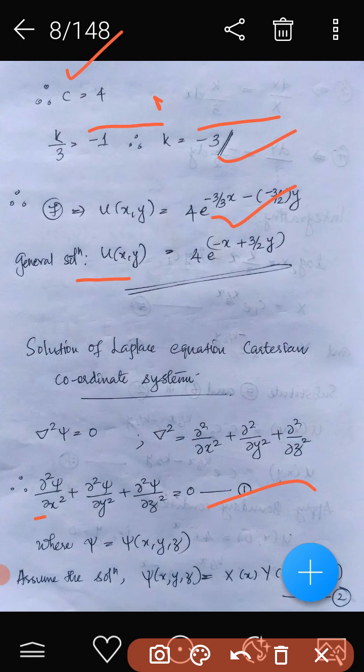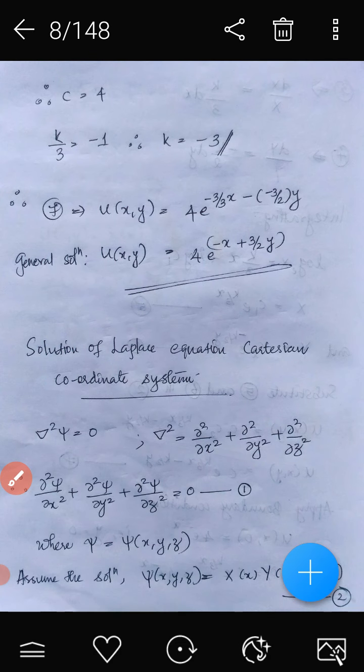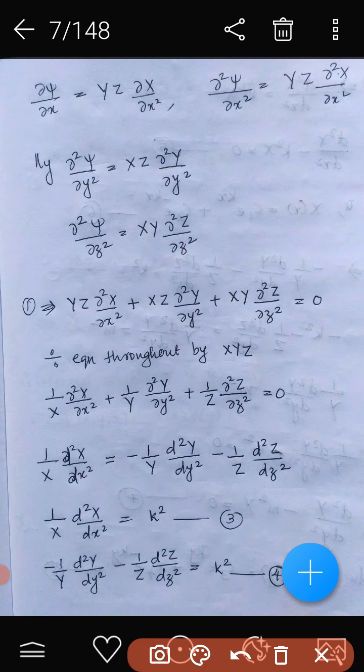So what is equation number 1? In equation number 1, instead of dou square psi by dou x square, dou square psi by dou y square, and the third one, we can substitute the values, that is YZ into dou square X by dou x square plus XZ into dou square Y by dou y square plus XY into dou square Z by dou z square is equal to 0. Dividing this equation throughout by XYZ, then 1 by X into dou square X by dou x square plus 1 by Y into dou square Y by dou y square plus 1 by Z into dou square Z by dou z square is equal to 0.